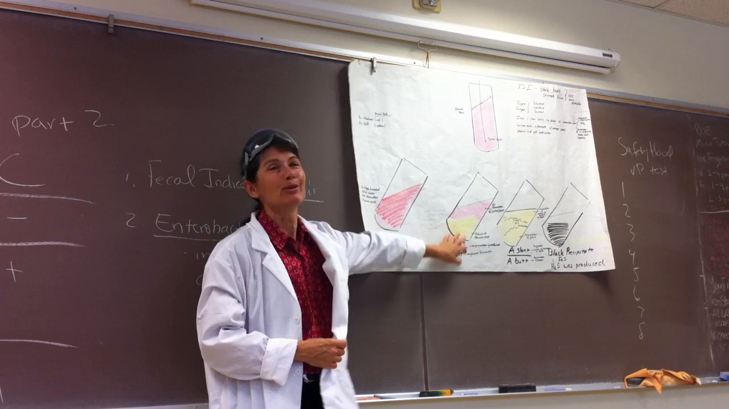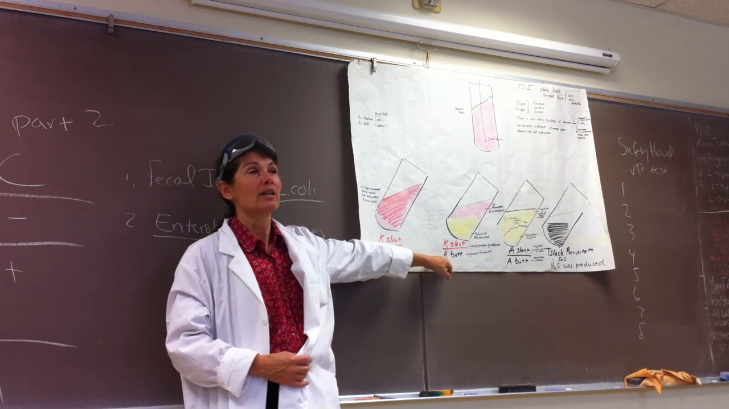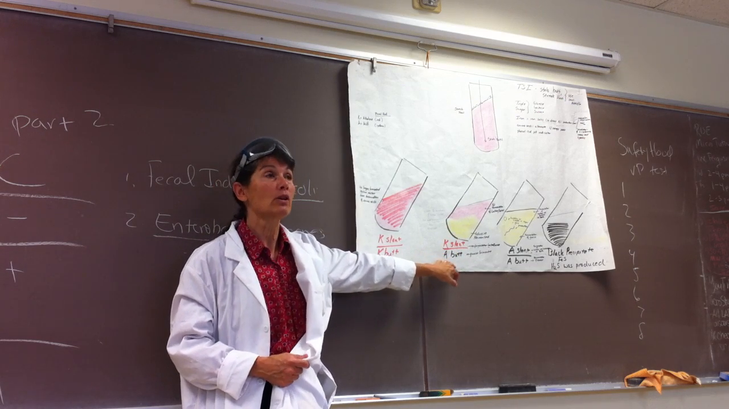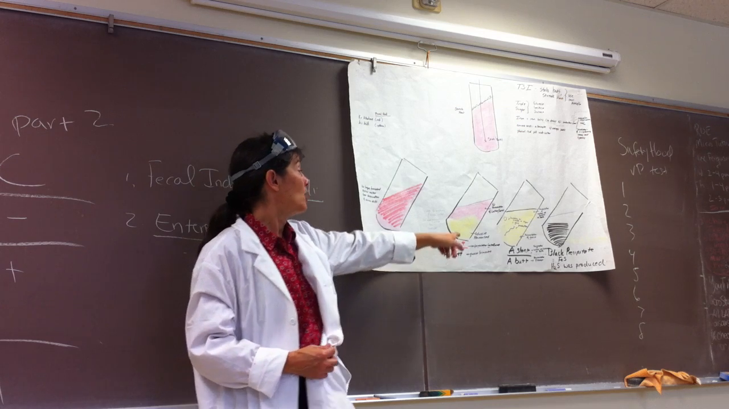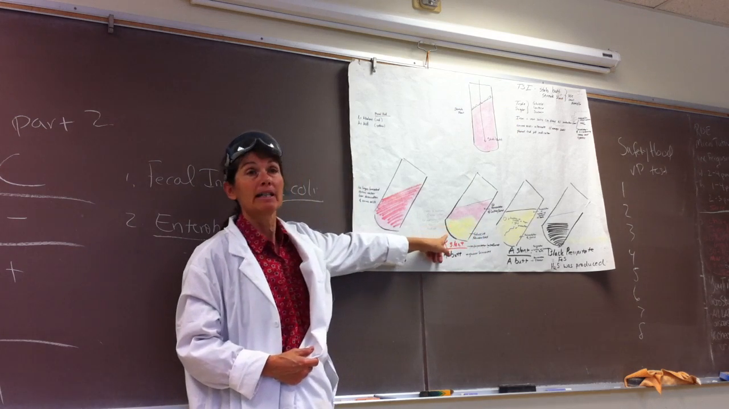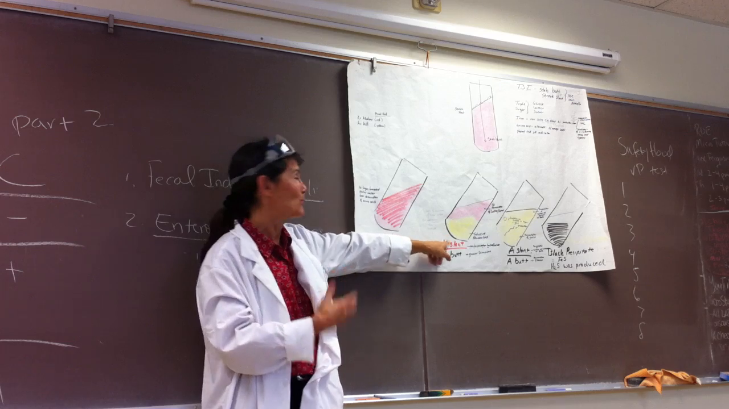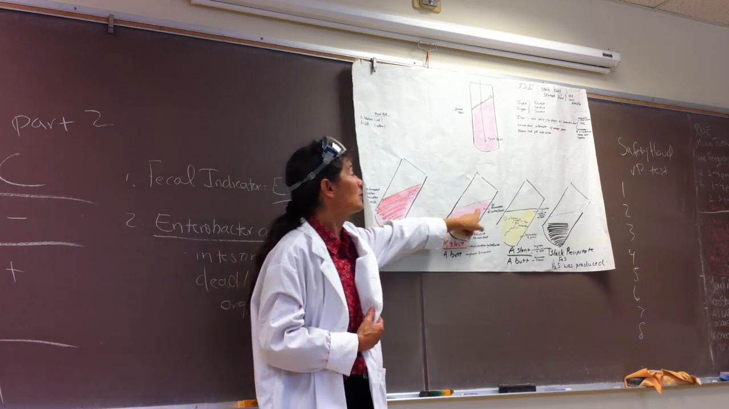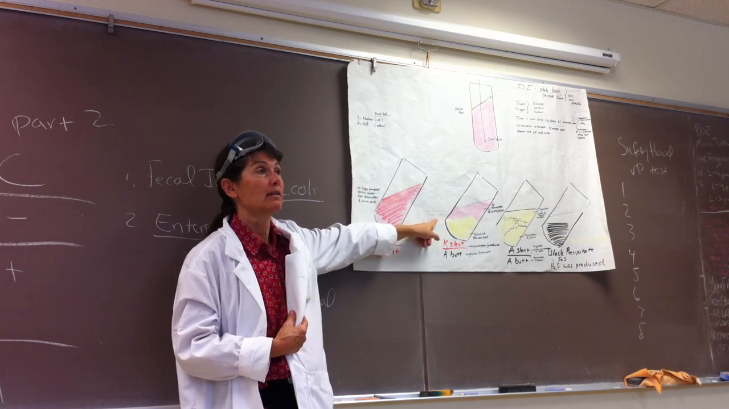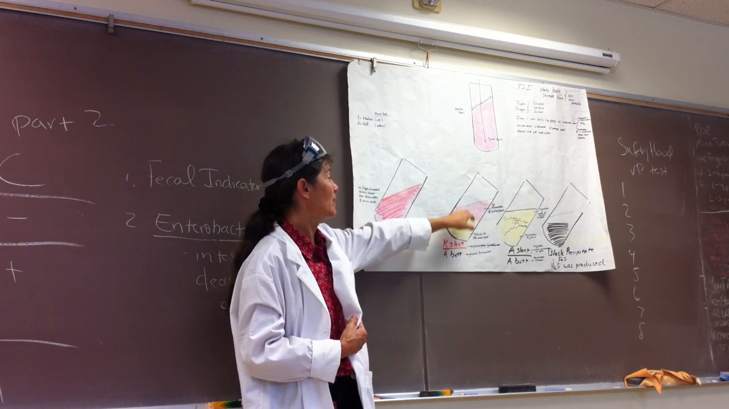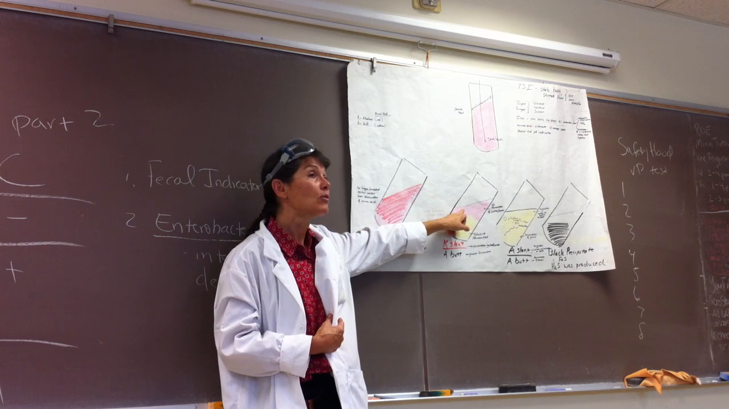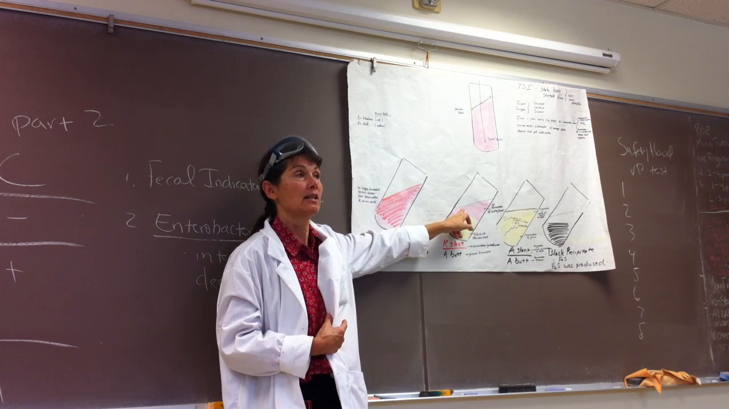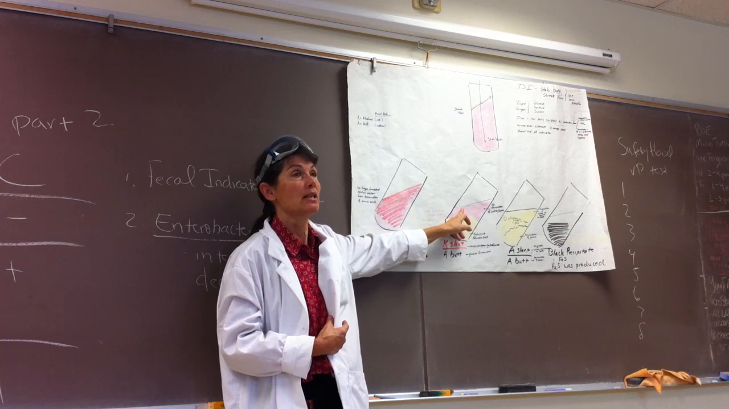All right. If your organism can only ferment glucose, the tubes will have an acid butt, which will be yellow, and you'll have an alkaline slant, which will be red. So if your tubes have a yellow butt and a red slant, that tells you only glucose was fermented.